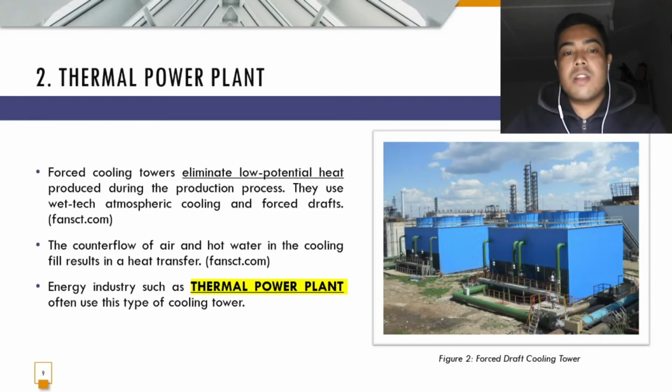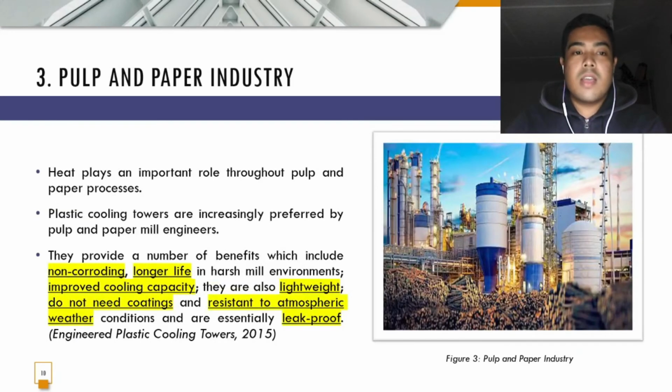A forced draft cooling tower is a cooling tower that eliminates low potential heat produced during the production processes. The forced draft cooling tower usually uses wet technology, atmospheric cooling and forced draft. The counter flow of air and hot water in the cooling field results in heat transfer that helps to cool the industrial reactor. Okay, so that is the second application.